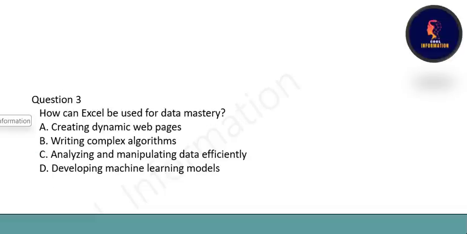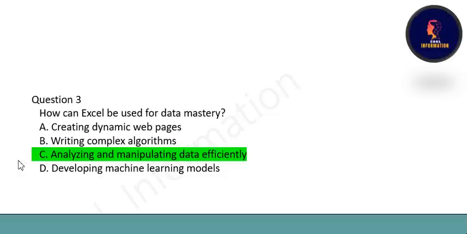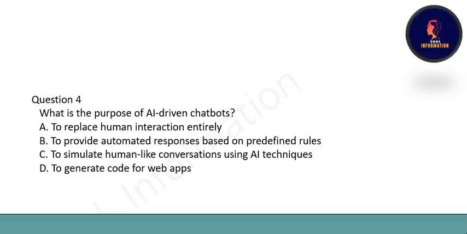Next one, how can Excel be used for data mastery? Options are creating dynamic web pages, writing complex algorithm, analyzing and manipulating data efficiently, or developing machine learning models. Option C is correct, analyzing and manipulating data efficiently. Next one, what is the purpose of AI-driven chatbot? The purpose of AI-driven chatbot is to simulate human-like conversation using AI techniques.